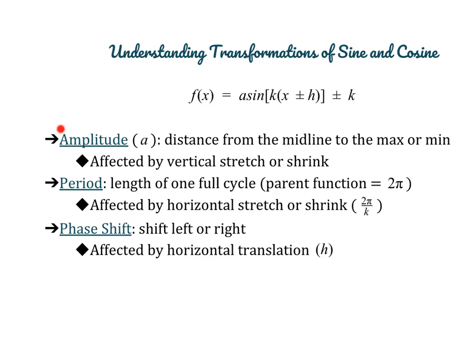So first, let's talk about what's called the amplitude. By definition, the amplitude of our sine or cosine function is the distance from the midline of the function to the maximum or the minimum.